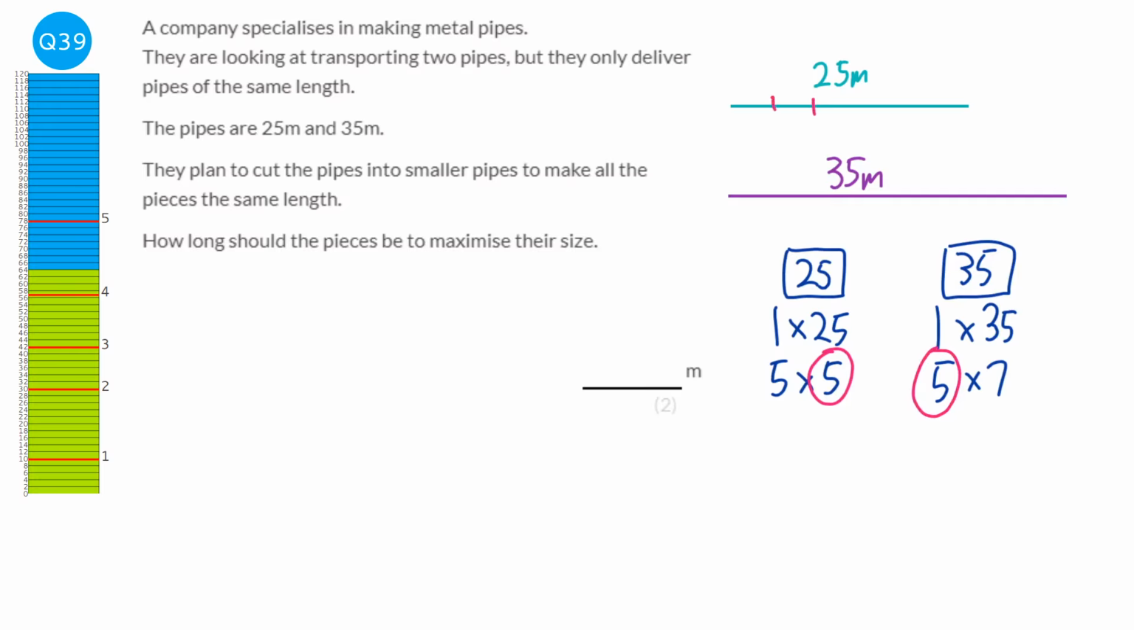So 1, 2, 3, 4, not to scale, and then 7 of these, so 1, 2, 3, 4, 5, 6, and so there's 7 in total. Each of these are 5 meters long, and there's no wastage. And that's the longest we can make the pipes for there to be no wastage at all. So my answer is 5 meters.